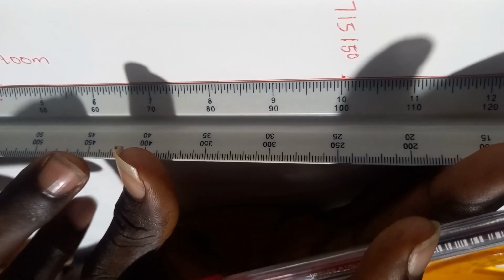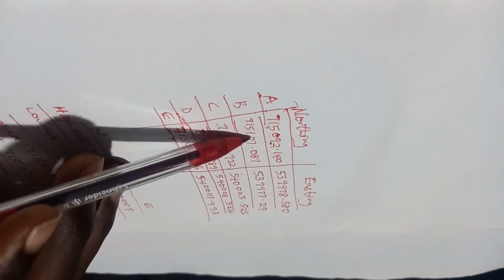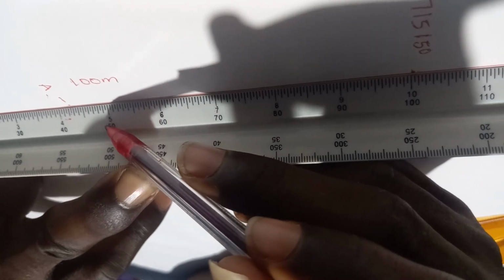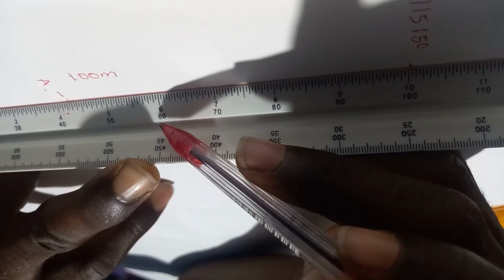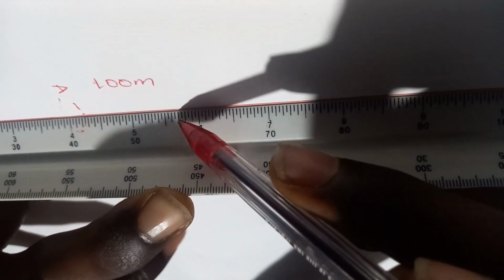So you place your scale rule now. Doing for B now. After you place your scale rule, we need to obtain 715,107.087. As you can see, we need to obtain 715,107.087. So we have 50, 60, 70, 80, 90, 100. This is 110. This is 105, 106, and 107.